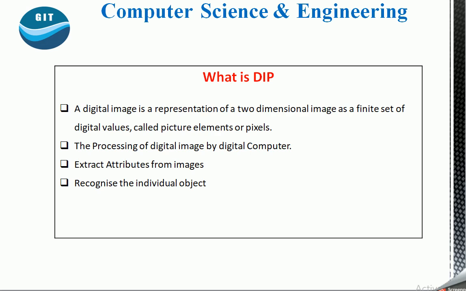So all of you know what is DIP. A digital image is a representation of a two-dimensional image as a finite set of digital values called picture elements or pixels. All the processing is done by a digital computer. The attributes are abstracted from the image. All the properties of the image are abstracted here. By using DIP, we can recognize all the individual objects in an image.